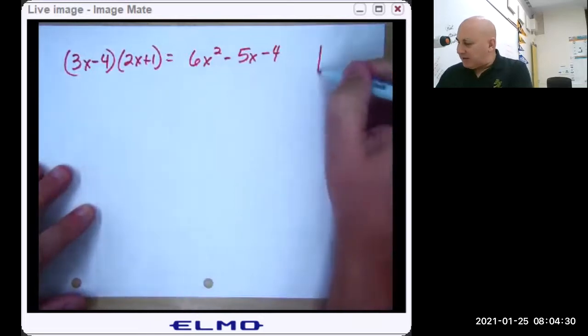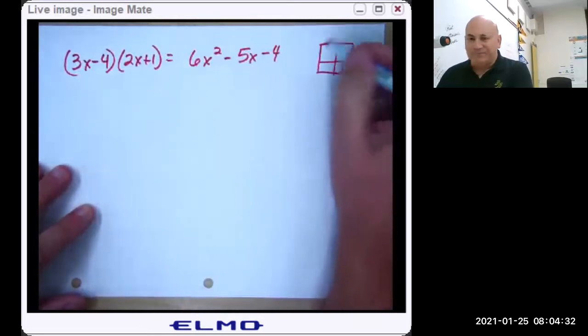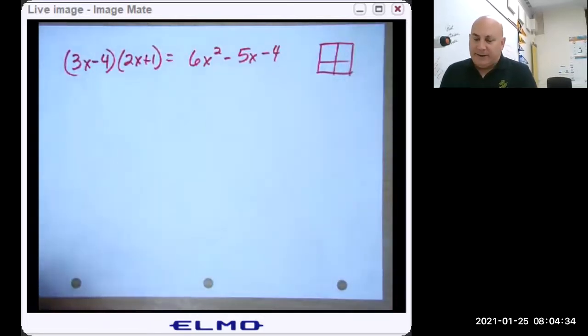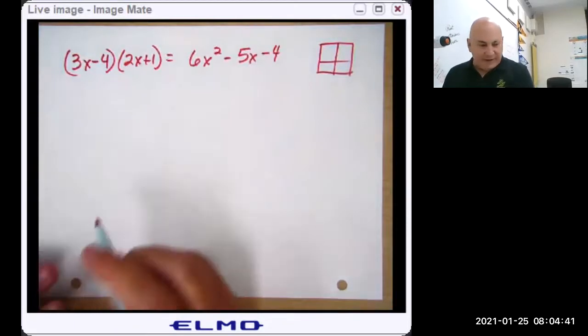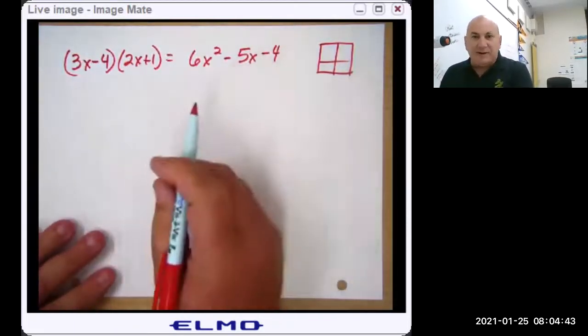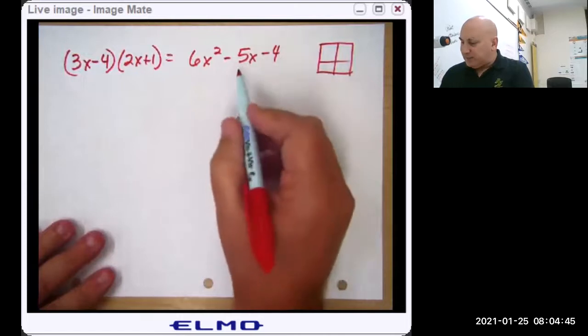Now, some of you like to do this method and try to. That might be good for Algebra 1. That's not going to serve you well later. So I'm going to show you an algorithm that I use.